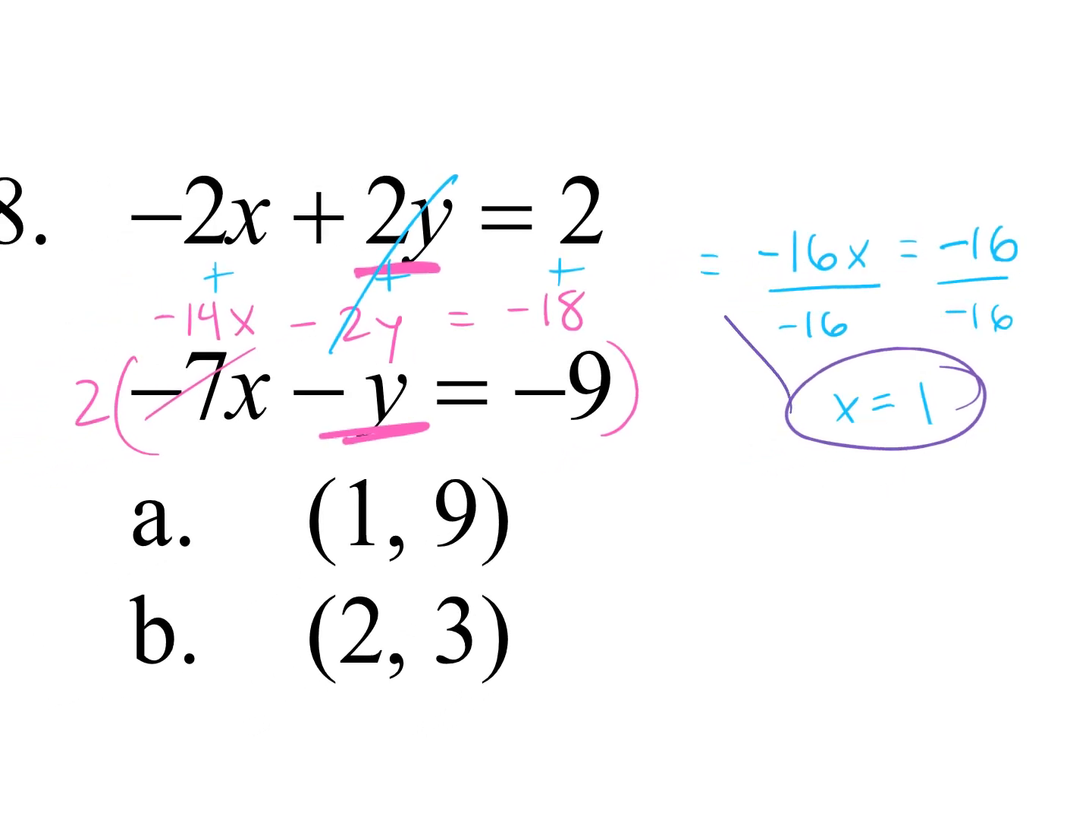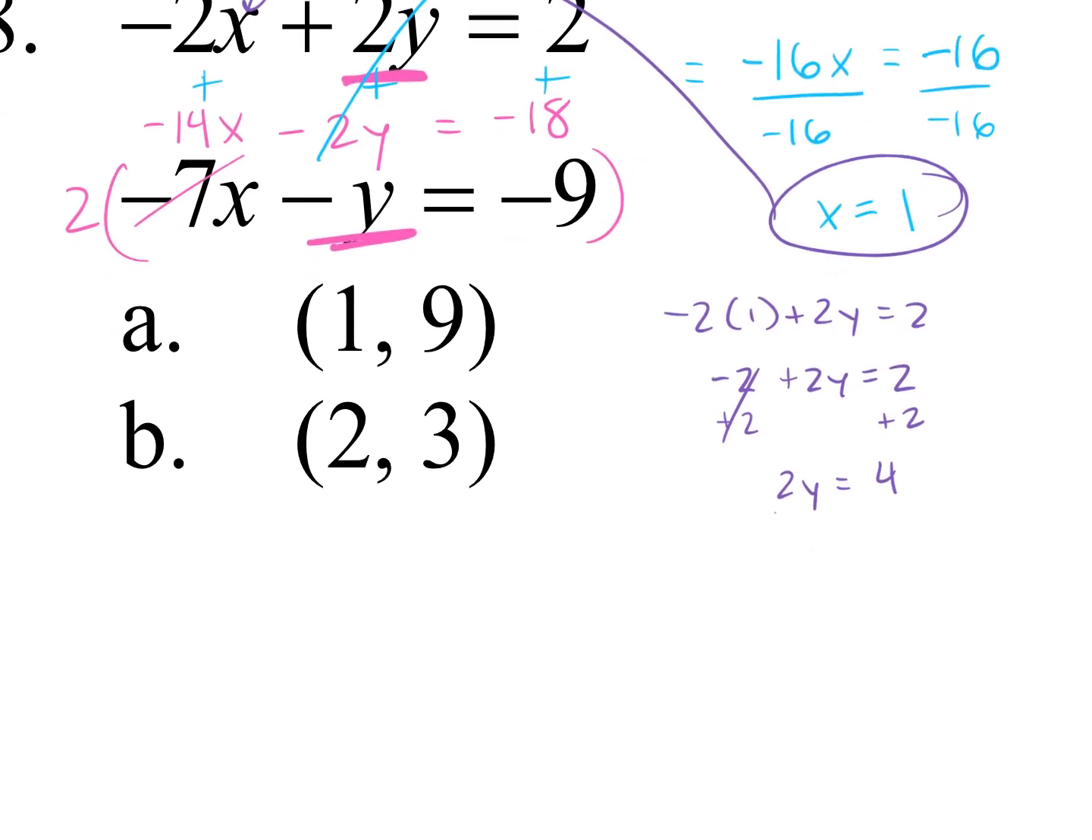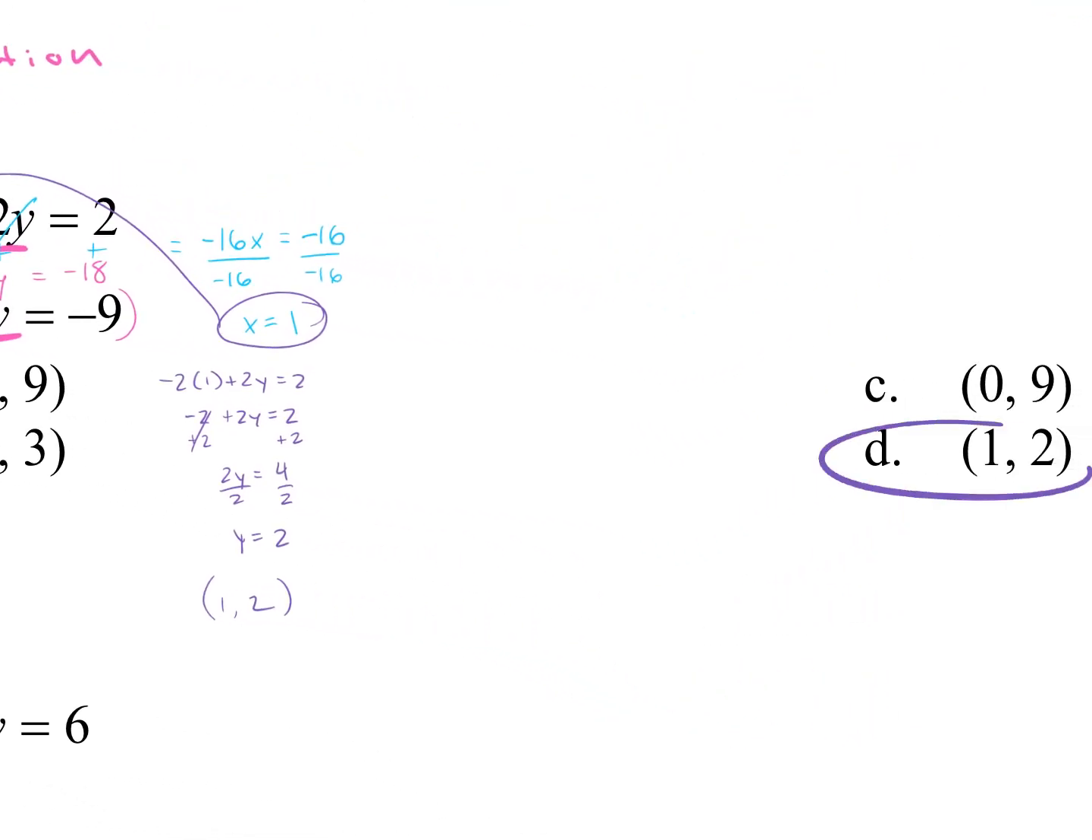If x is 1, how can I find y? Plugging it back in. I'm going to plug it into the first equation. So negative 2 times 1 plus 2y is equal to 2. This would be negative 2 plus 2y is equal to 2. Add 2 to both sides. So 2y is equal to 4. Then last step, divide both sides by 2, so y is equal to 2. So my answer is 1, 2, which would be answer choice D.